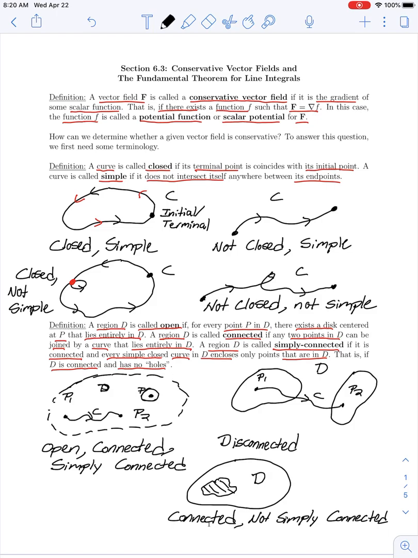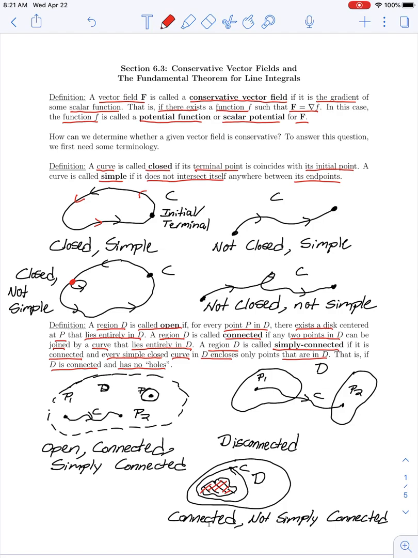Now, why not? Well, the definition of simply connected says for any simple closed curve within D, it encloses points that are only in D. So here it fails that definition because if I were to consider the simple closed curve shown here, this curve encloses points that lie in this hole. That is, points that lie outside of the plane region D. So this would be an example of a set which is not simply connected.